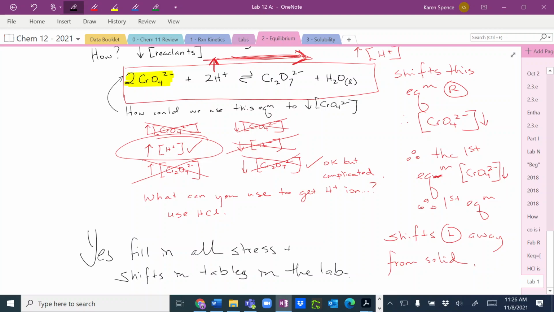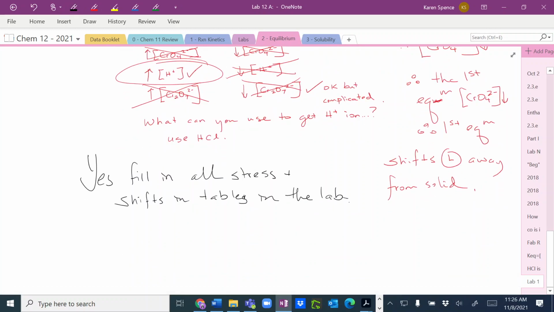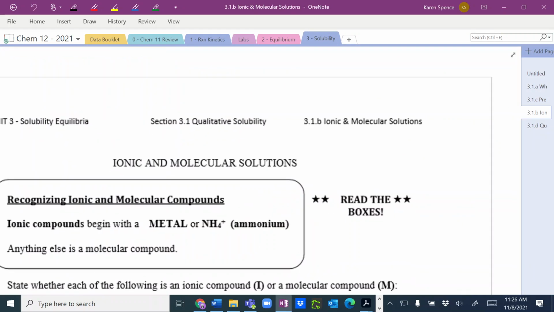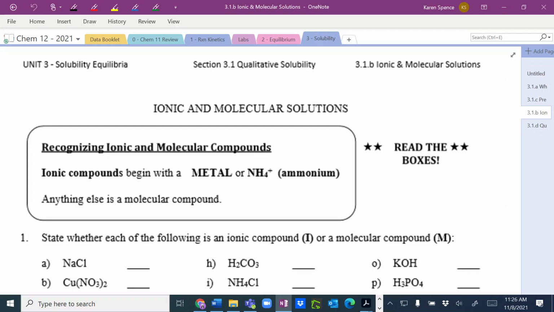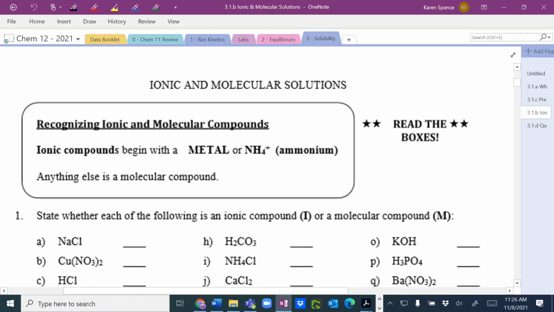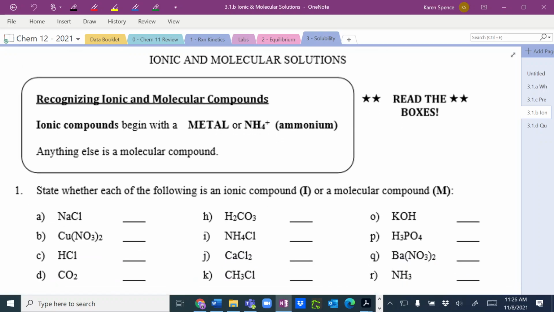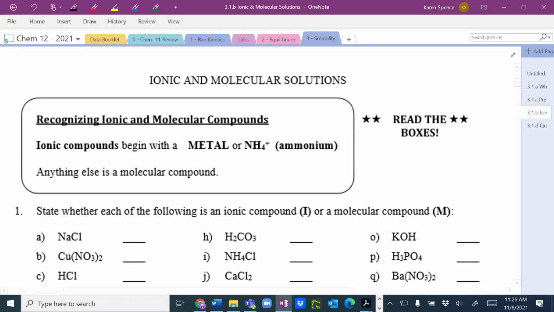Right, we're going to solubility. Come on, there we go. 3.1b, ionic and molecular compounds. So you can recognize and make sure that you read these boxes as you go through. Read the boxes.